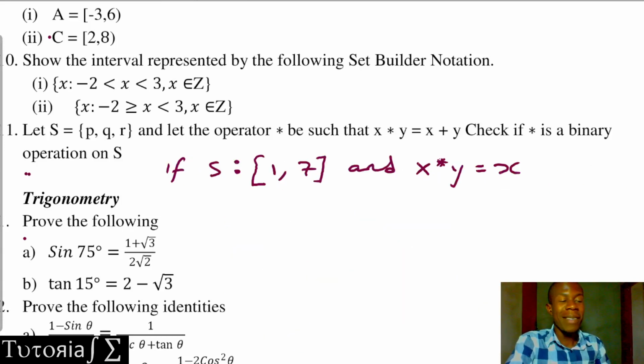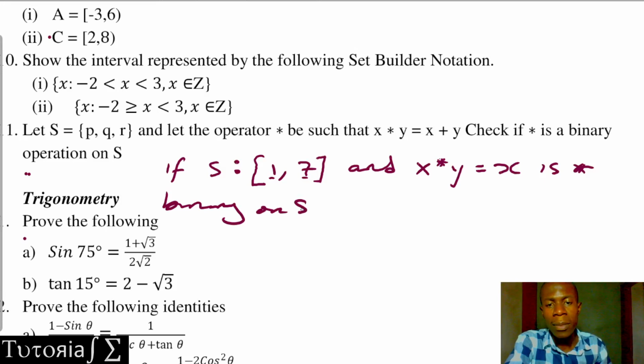All right, so we have this question here. If S is a set of numbers from 1 to 7, remember how we represent different numbers, we can use just these square brackets. So this is representing all numbers including 1 and ending at 7 included. And x star y is equal to x. Is star binary on S? Okay, so we do what we did.